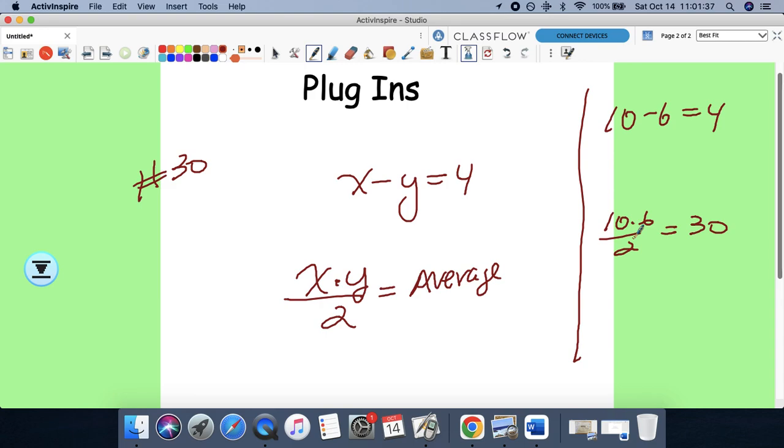And I want to find the average. I guess this is all about plugins. I keep missing the point of the problem. So 10 and 6: 10 minus 6 is 4. 10 times 6 divided by 2 is 30. So pick one of your. I'm going to even erase this. Click on multiple choice and use the numbers 10 and 6 and see which one gives you 30.